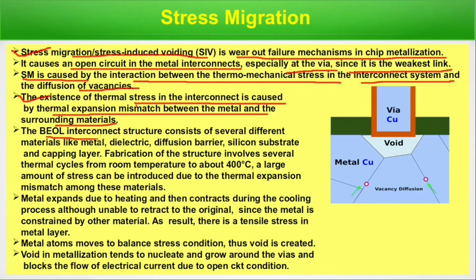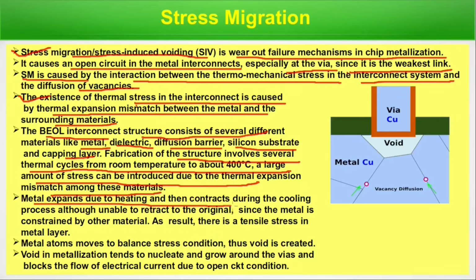The BEOL interconnect structure consists of several different materials like metal, dielectric, diffusion barrier, silicon substrate and capping layer. Fabrication of the structure involves several thermal cycles from room temperature to above 400 degrees centigrade. A large amount of stress can be introduced due to thermal expansion mismatch among these materials. Metal expands due to heating and then contracts during the cooling process, although it is unable to retract to the original size since the metal is constrained by the other material. As a result, there is a tensile stress in the metal layer.